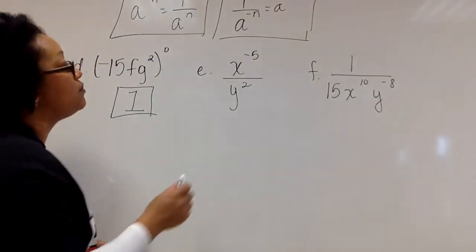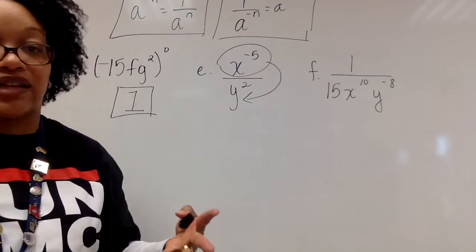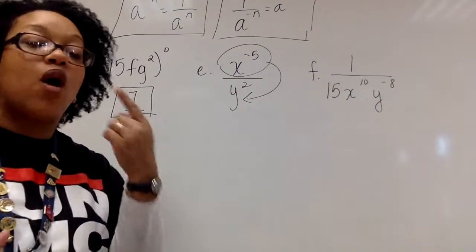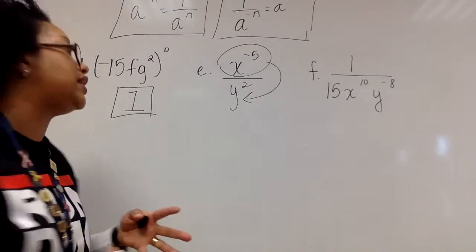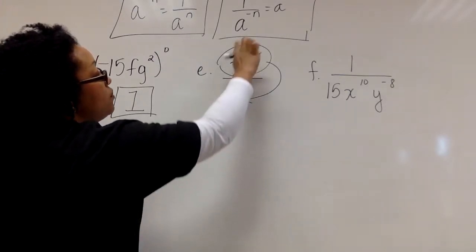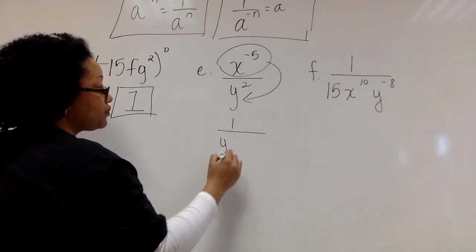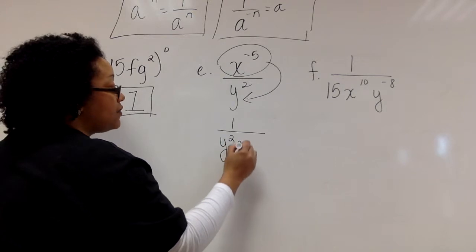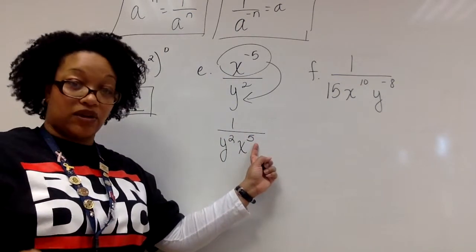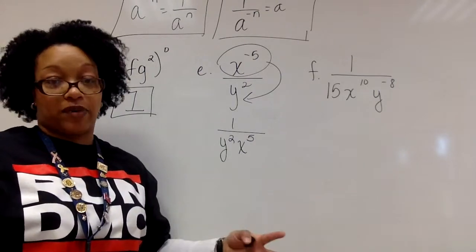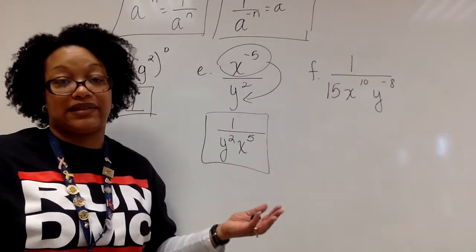So you're literally going to move this entire term, what I like to say, downstairs. Well, what's left upstairs? A 1, not a 0. You don't leave it blank. It's just a 1. So for letter E, you move the x term downstairs, and it's 1 over y squared times x to the 5th. Because remember, once you move the exponent, it becomes a positive exponent. And that's it. I can't do anything else with it because I got 2 different bases.